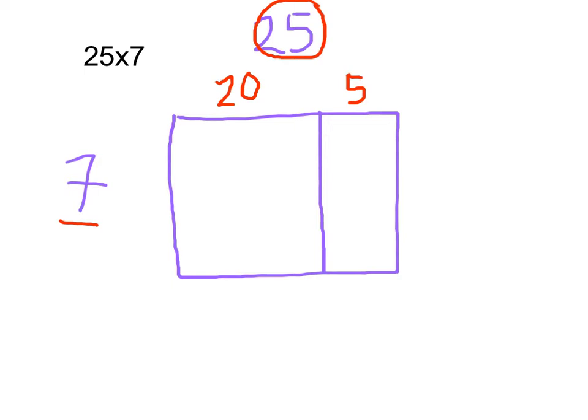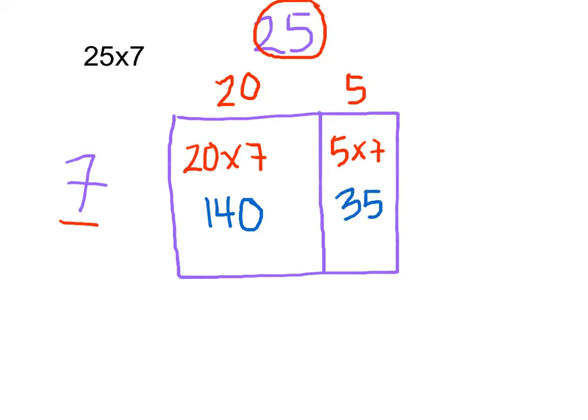So in the first box we have 20 times 7. And in the second box you have 5 times 7. I know that 2 times 7 is going to be 14, and then I add the 0 at the end. I know that 5 times 7 is 35. Now that I know how much each of the boxes are worth, I'm going to add that up to get the total. I have 140 plus 35.